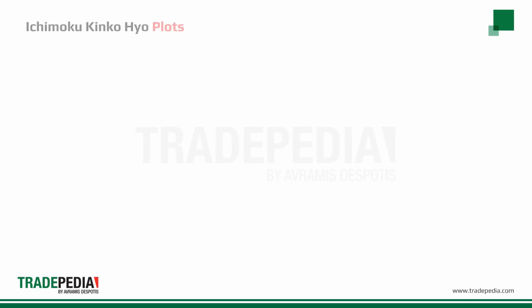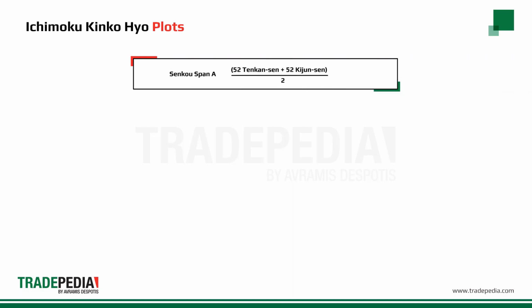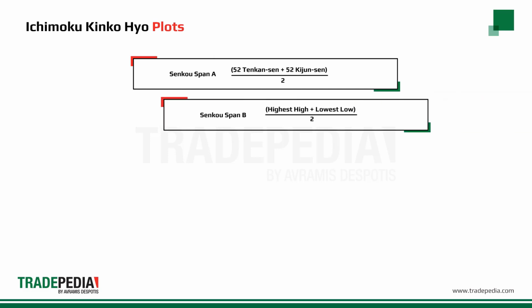The third and fourth Ichimoku plots create what is known as the Kumo, or the cloud. The first plot, Senko span A, is calculated by adding the Tenkan-sen and Kijun-sen and dividing them by 2. Senko span B uses 52 periods and is calculated by adding the highest high and the lowest low of the last 52 periods and dividing them by 2.